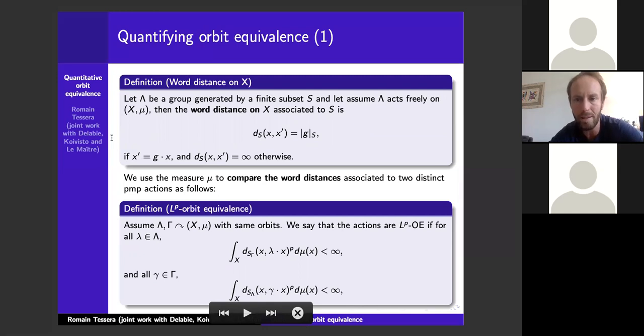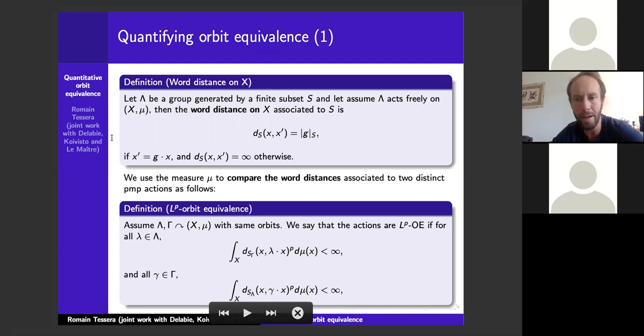And the idea is simply to say that two points have distance n if you can go from one to the other by just acting by an element of size n in your group. And of course, when points are not in the same orbit, they are going to have infinite distance. So we are just not worried about the fact that our distance can take infinite values, which is really not a big issue here.